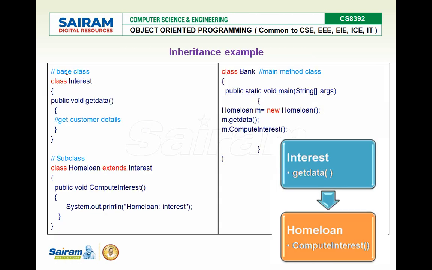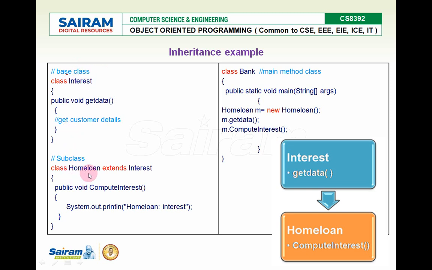So let's see an example of inheritance. Here the base class is interest and the derived class is home loan. Coming over here, class interest is the base class, which has a method called public void getData and other fields. As of now I have only one method over here. This void getData is the function or method that belongs to the base class.